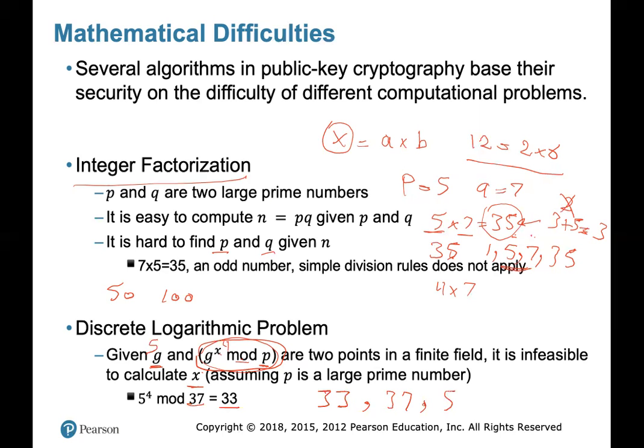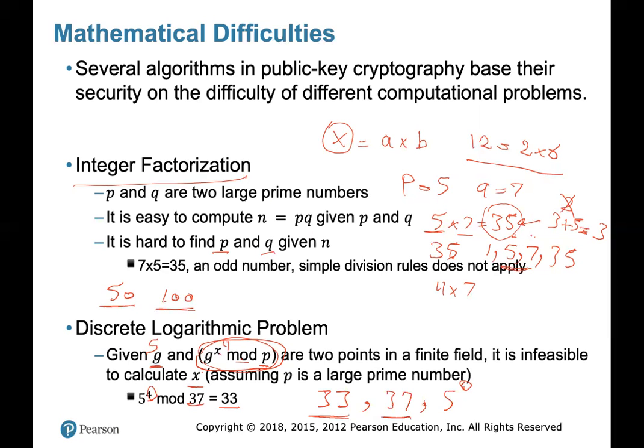If you don't know the 4, and you're seeking it, there is no way to mathematically derive that. The only way you have is to calculate different powers of 5, take the mod with respect to 37, and compare to see which one equals 33. So it's going to be time consuming. That's why we say it's computationally infeasible. Of course, we are again talking about the cases where the prime numbers are very big.